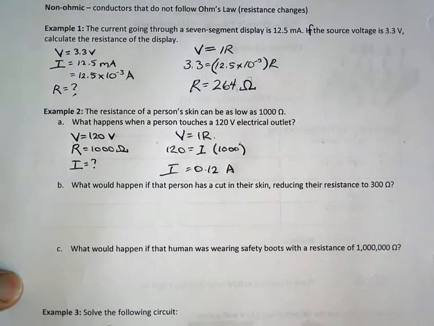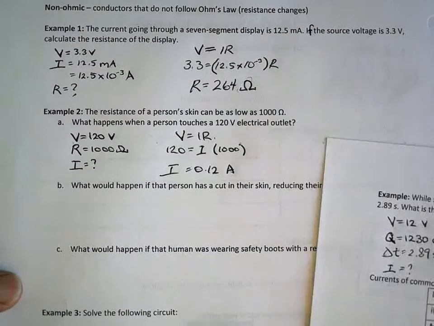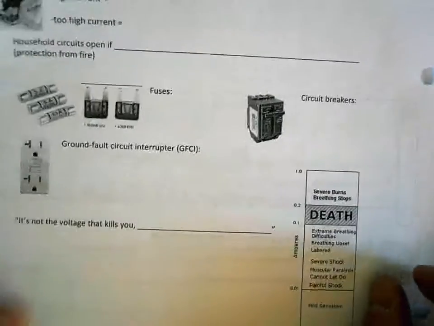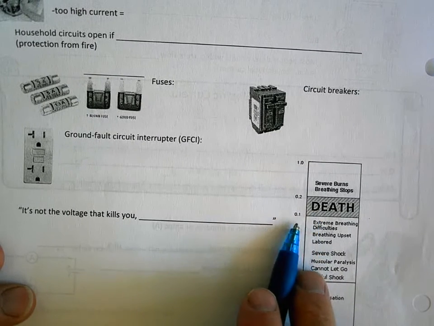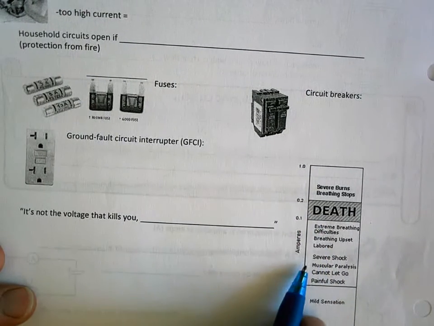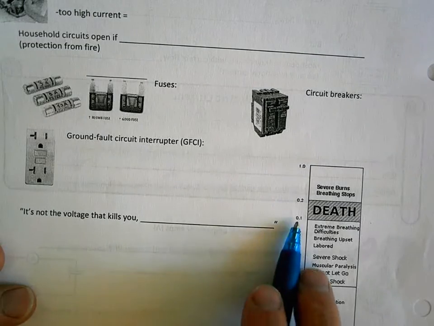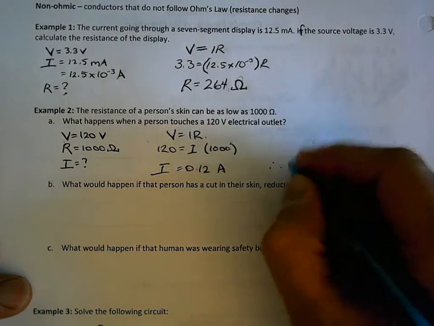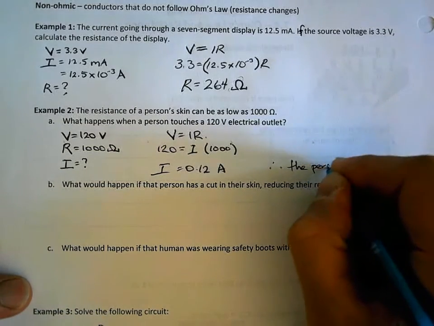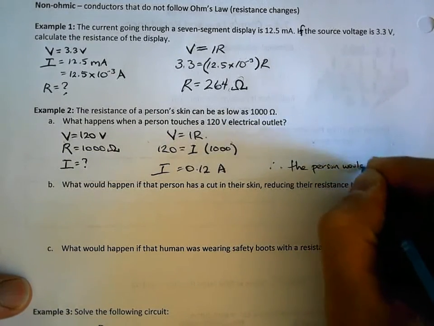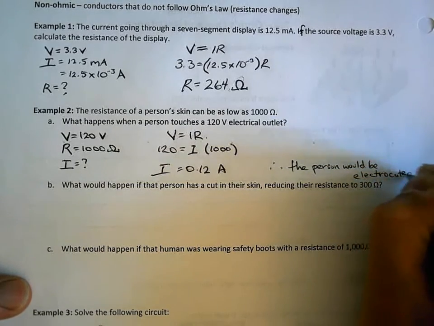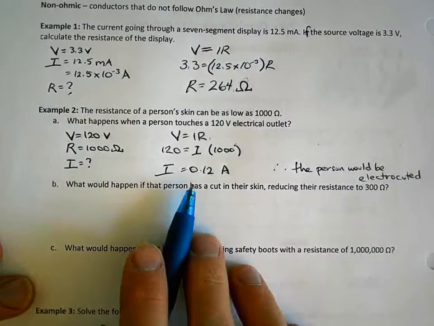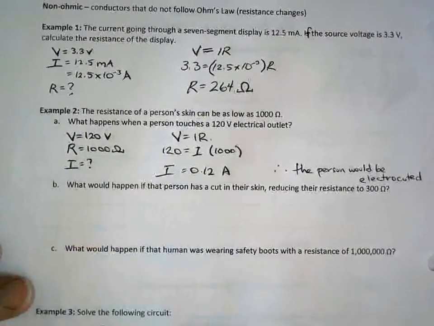That doesn't seem like very much. But remember what I told you last week: a very small amount of current can kill you. Actually, anything over 0.1 amps will result in death. Below 0.1 is very dangerous too. You could go into shock or paralysis. But this is definitely death. So the person would be electrocuted. Not great. Don't touch an electrical outlet with your bare skin.